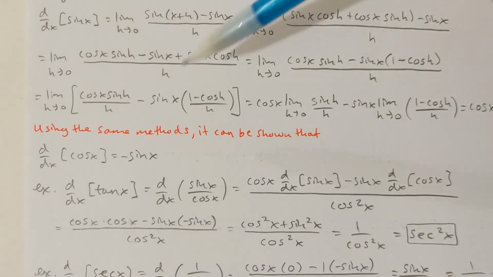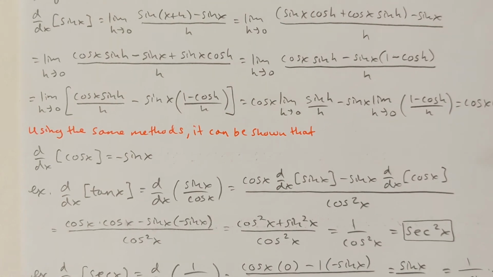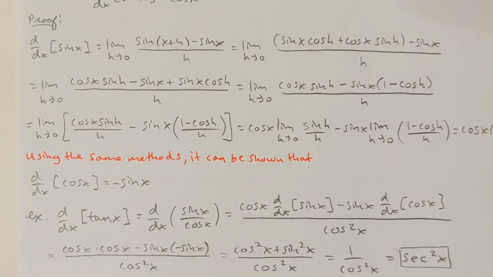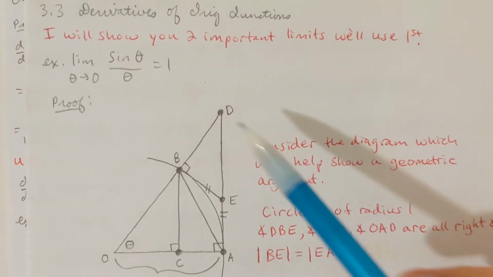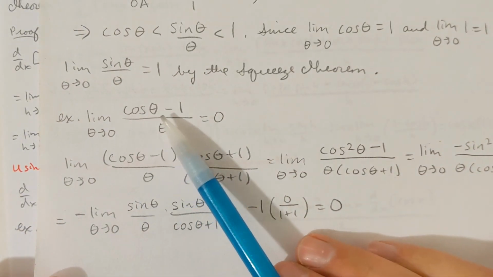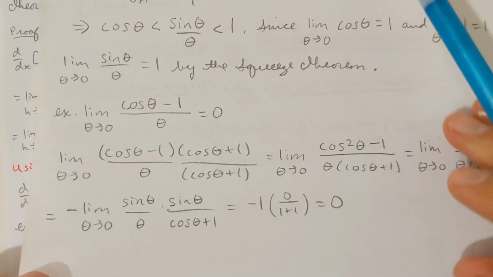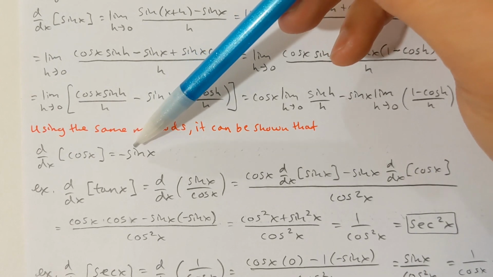Now, using the same methods, it can be shown that the derivative of cosine x is negative sine x. What I mean by the same methods is you're going to start with the limit as h approaches 0 of the difference quotient. You'll need a trig identity. It's going to be another sum and difference formula that you can easily look up in a book. And you will need to use these two limits that we had worked through earlier. The limit as theta approaches 0 of sine theta over theta is 1. And the limit as theta approaches 0 of cosine theta minus 1 over theta is 0. And so you could show, if you wanted to, that the derivative of cosine x is negative sine x.